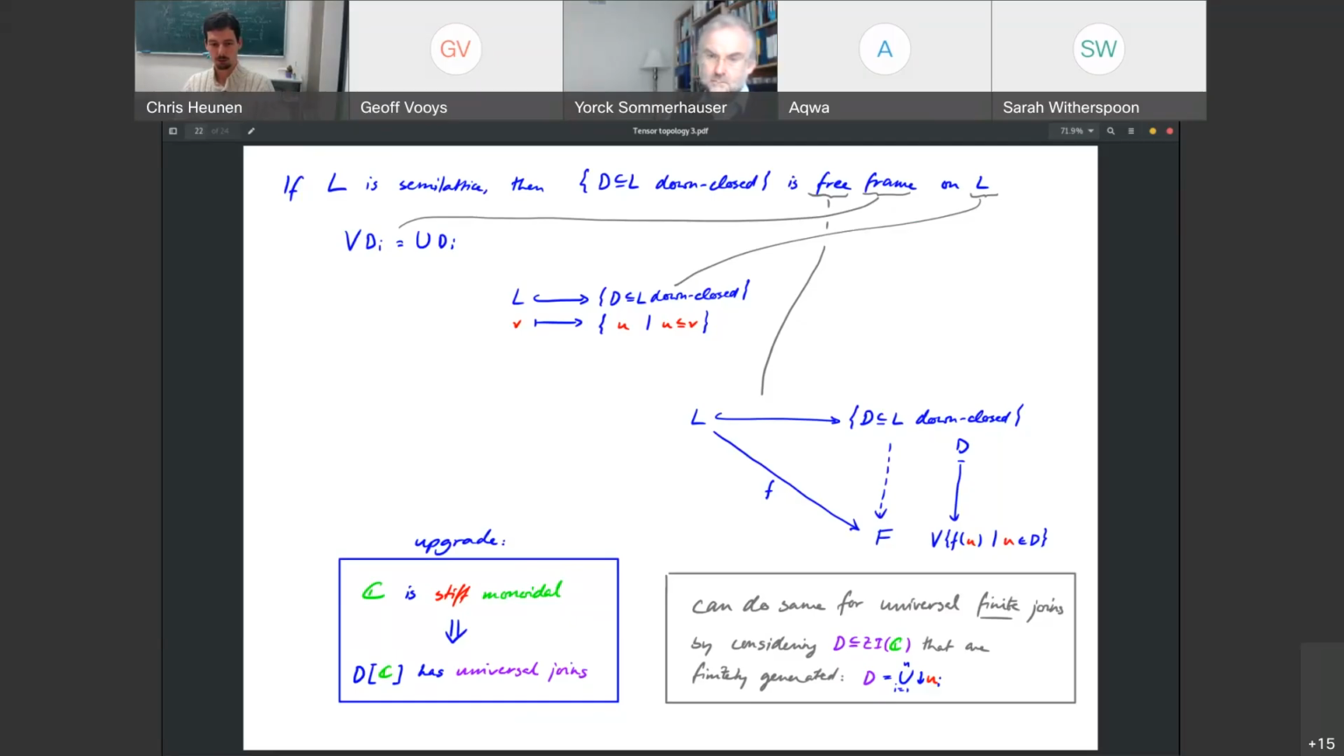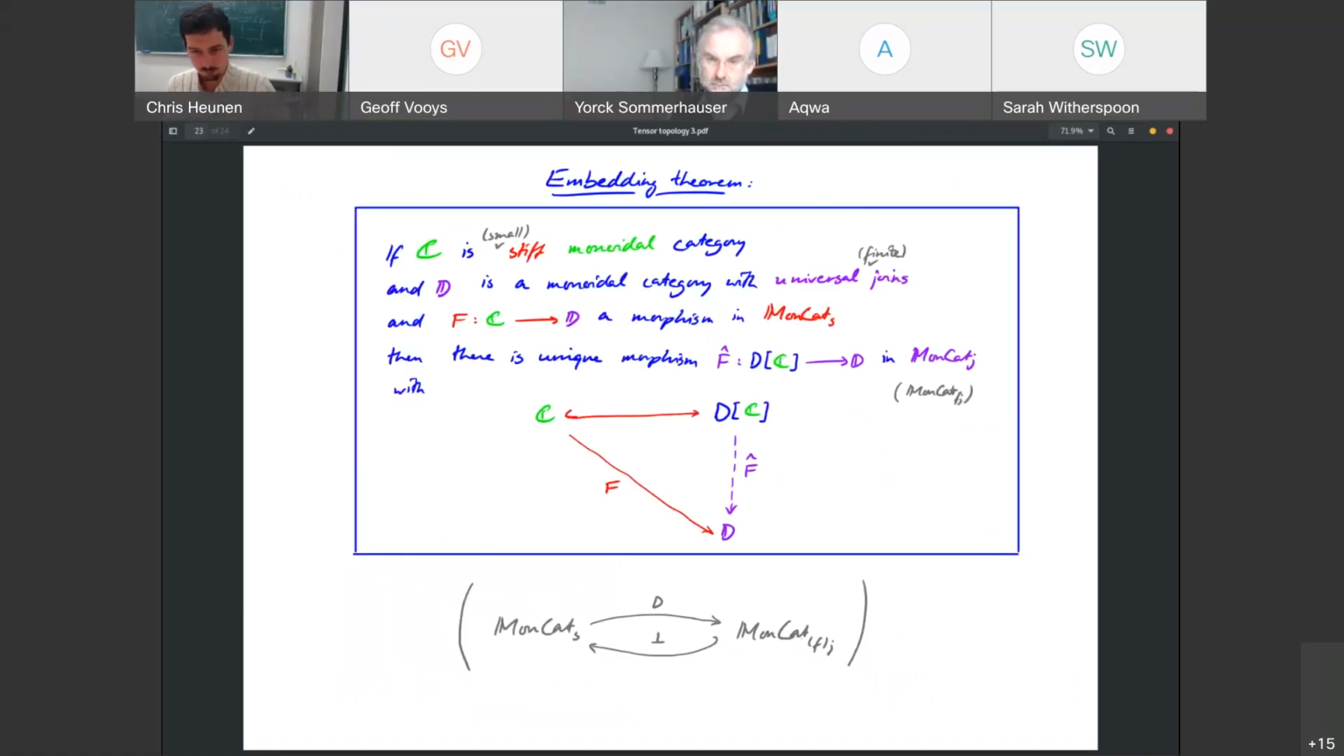And before I go on to describe the universal property, let me mention that I now took all down-closed subsets, that's like the infinite version, but we could equally well have talked about universal finite joins by not taking all down-closed subsets, but only the finitely generated ones. So the finite union of principal downsets.